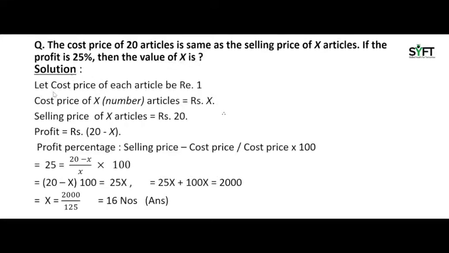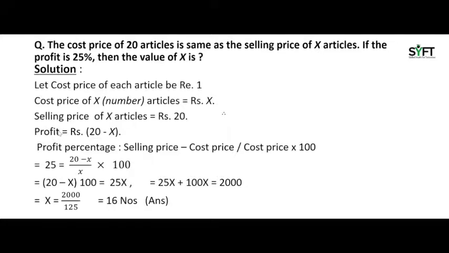So just assume that the cost price of each article is rupees 1. So the cost price of X articles, where X is the number of articles, will be rupees X only, because we have assumed that the cost price of each article is rupees 1. So X articles will cost rupees X, and the selling price of X articles will be 20, because it is given in the question that the cost price of 20 articles is the same as the selling price of X articles. So the selling price of X articles will be rupees 20.